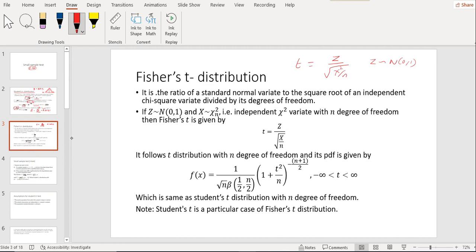If you look at the probability density function, the formula is the same. The only difference is that in this case the degrees of freedom is n, because we have considered a chi-square variate with n degrees of freedom.